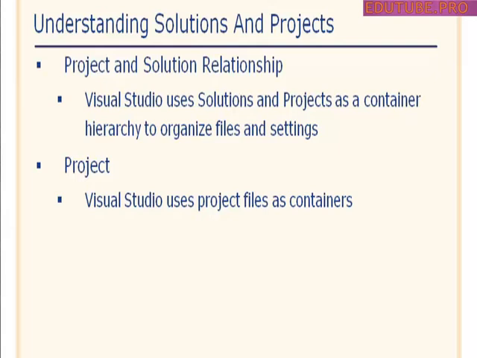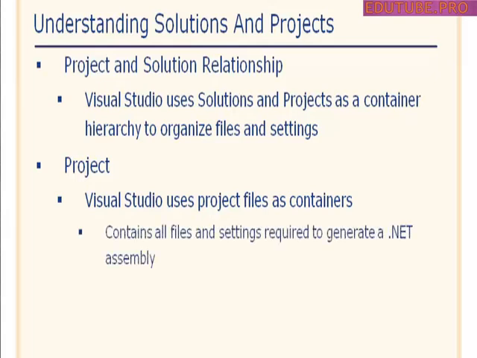Now let's start with the project first. Visual Studio uses project files as containers, and notice what it contains. It has all the files and settings required to generate a .NET assembly. Well, another word for .NET assembly is that executable code that is a result of compiling the code. All right? So in the .NET world, if you want to know what's in your assembly, look at your project. All that stuff in that project's getting sliced and diced and compiled down into that .NET assembly.